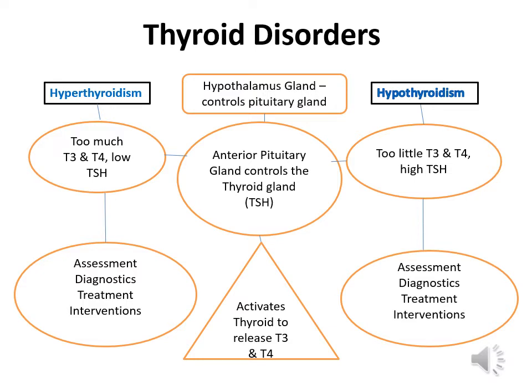With hypothyroidism, the client will have low thyroid hormones, or T3 and T4. The anterior pituitary gland will then release TSH, which will prompt the thyroid to make more T3 and T4. With hyperthyroidism, it's the opposite. You'll have too much T3 and T4 and a low TSH.